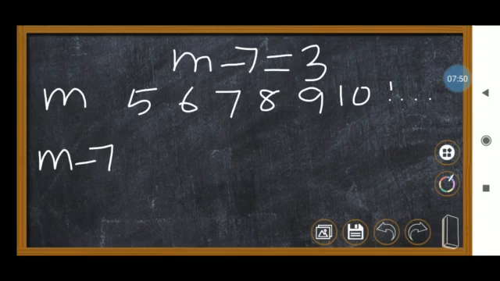Even I will keep 11, 12. So the remaining values you can put. Instead of m, you have to replace the value 5. So 5 minus 7.